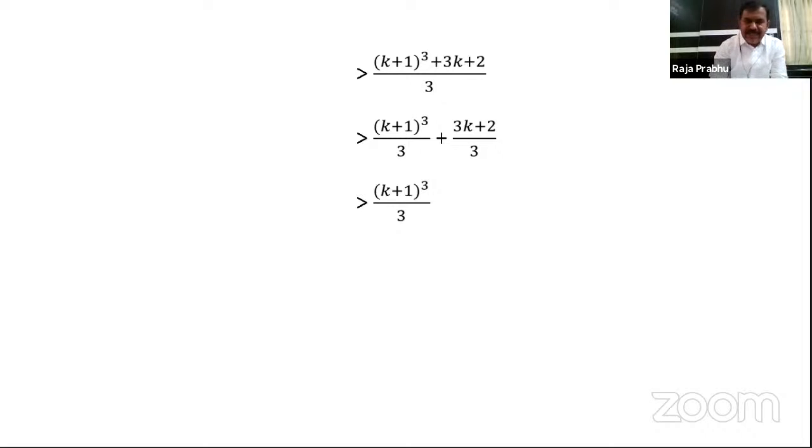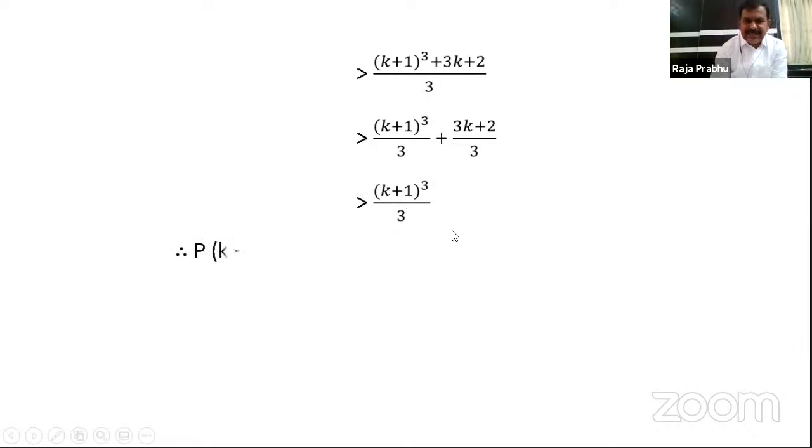So here the same thing is written, children. You try to understand that here the RHS is this much actually. There are two terms in that. And from these two terms, here I remove this. Also make a note of it. This removed term must be positive. Yes, as k is a natural number, (3k plus 2) by 3 will also be a positive part. So a positive part is removed. When a positive part is removed, then this LHS part will compulsorily be much more greater than this (k plus 1) whole cube by 3. Therefore, we can conclude this now.